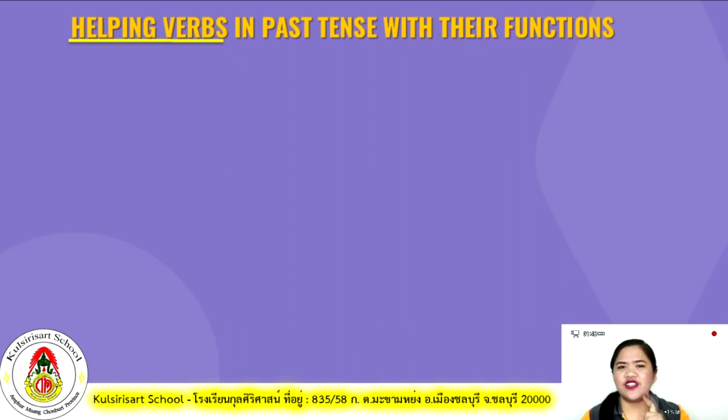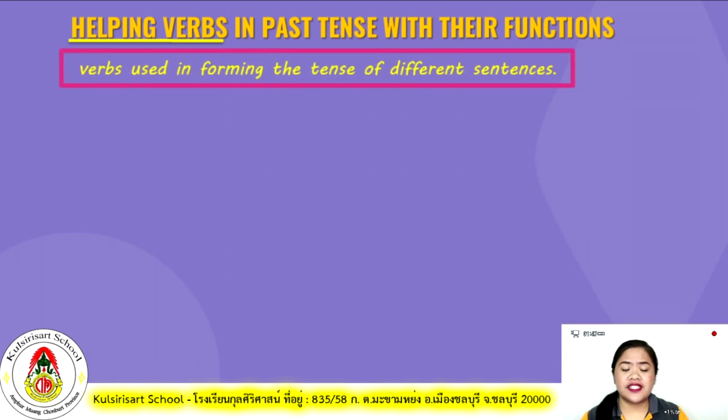But before that, let's first define what helping verbs are. Verbs used in forming the tense of different sentences. Since we will be talking about past tense or past time, they are the verbs used in forming the past tense. Did you get it? Okay, let's proceed.